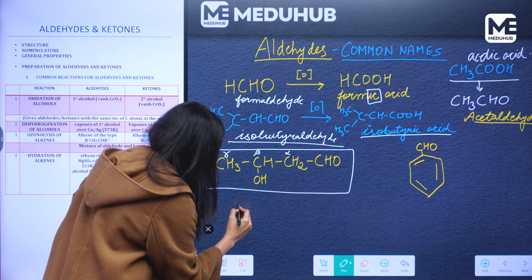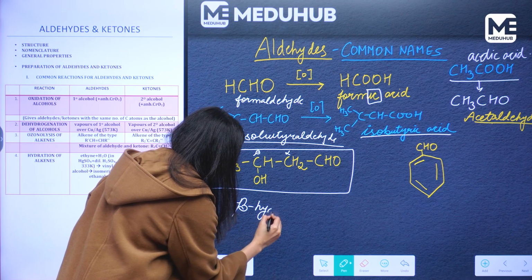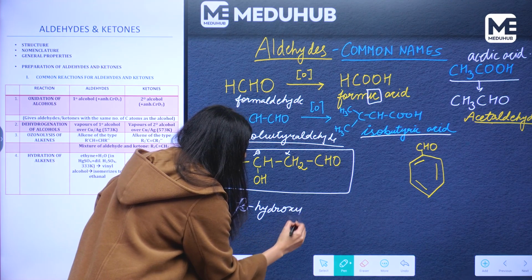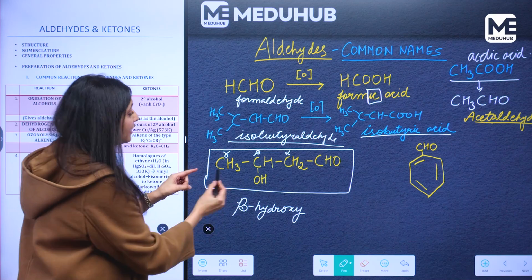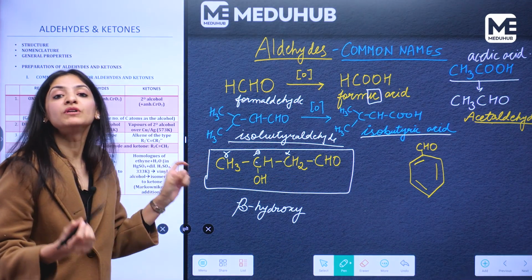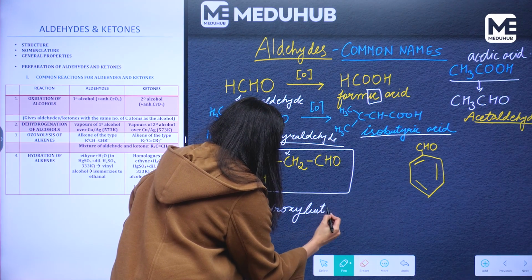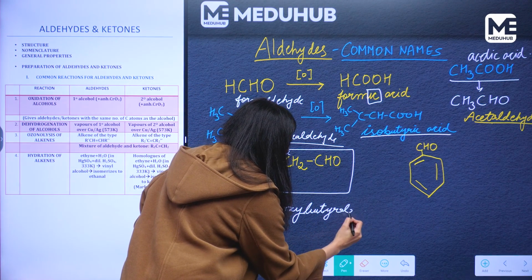So this will be beta hydroxy. And what will be the common name of an aldehyde which contains 4 carbon in a chain? This will be butyraldehyde. So beta hydroxy butyraldehyde.